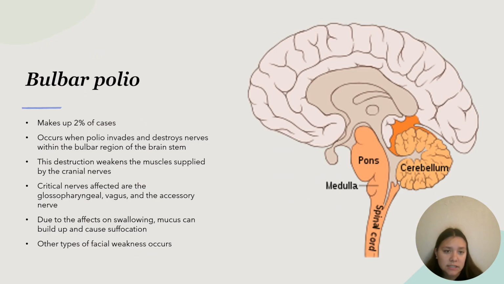So the second kind is bulbar polio. It makes up about 2% of cases. It occurs when polio invades and destroys nerves within the bulbar region of the brainstem. In the picture here, it's that bright orange part right above the cerebellum. This destruction weakens muscles supplied by the cranial nerves. This can lead to symptoms of encephalitis like difficulties breathing, swallowing, or speaking.